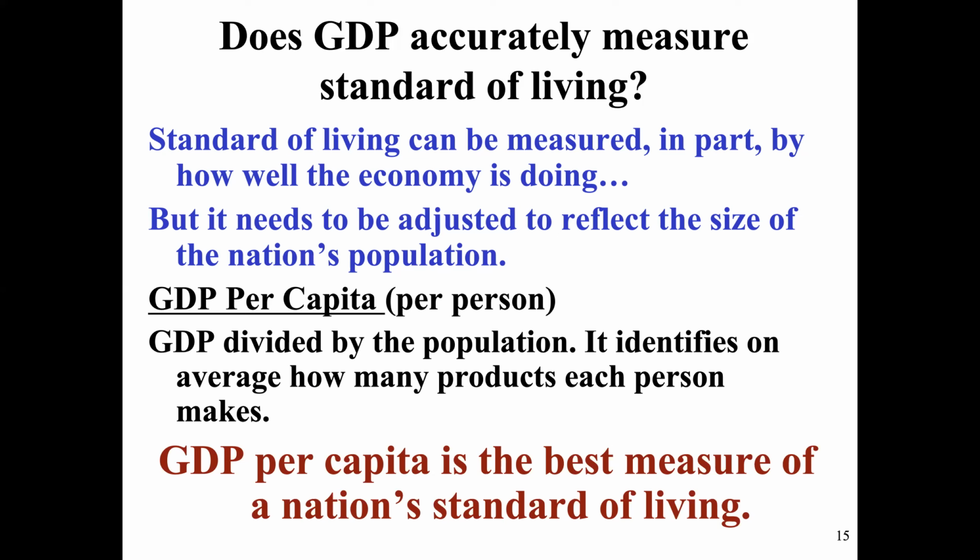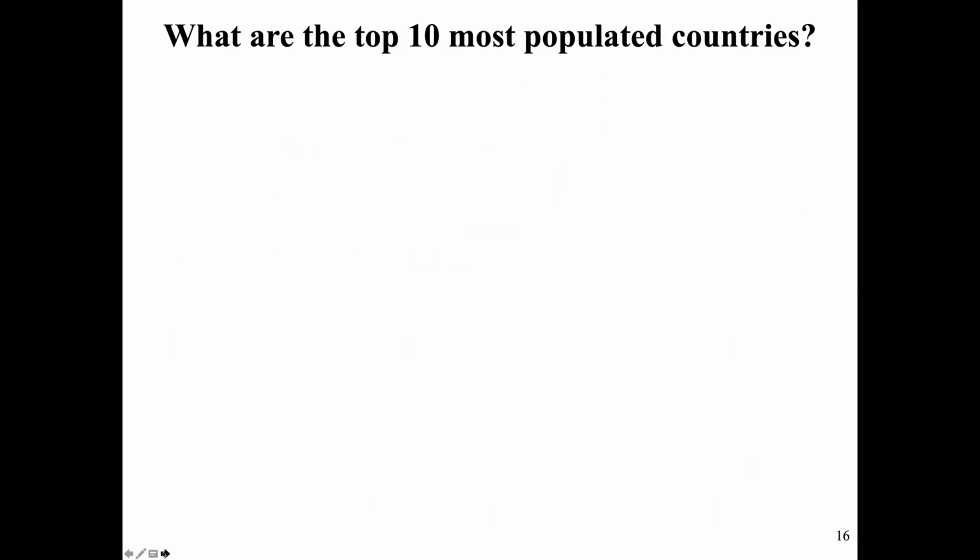So that's kind of the best measure we have. In the US right now, it's about $65,000 per person per year as our GDP per capita.